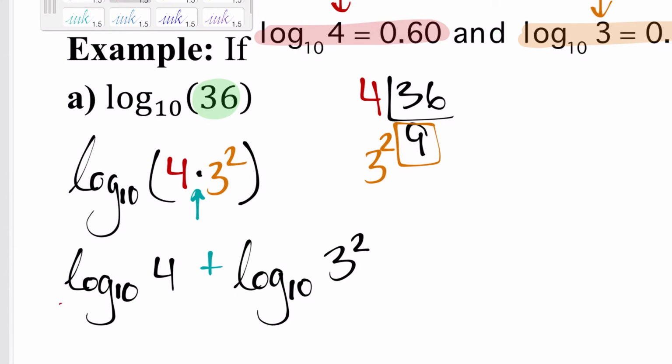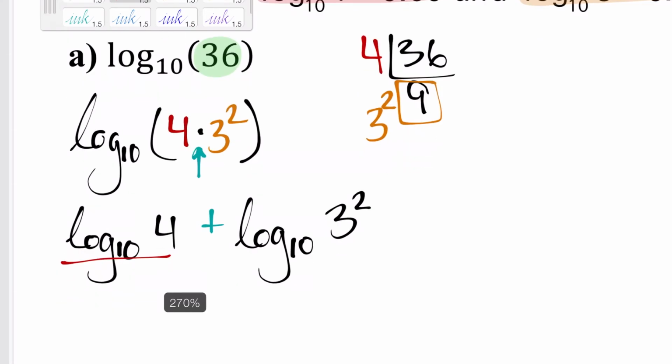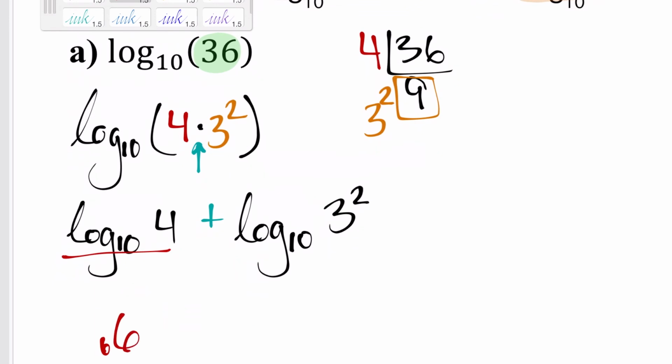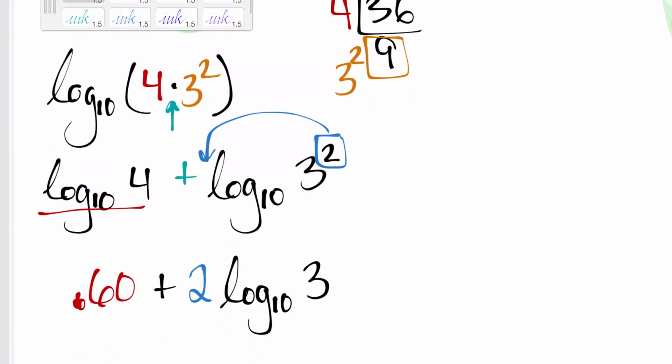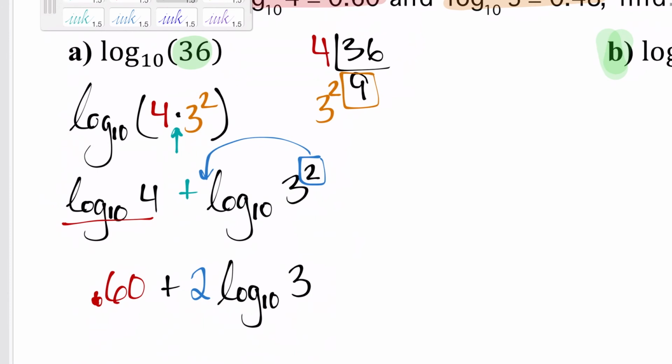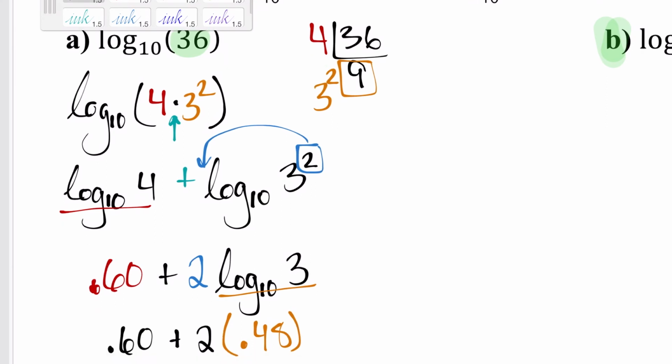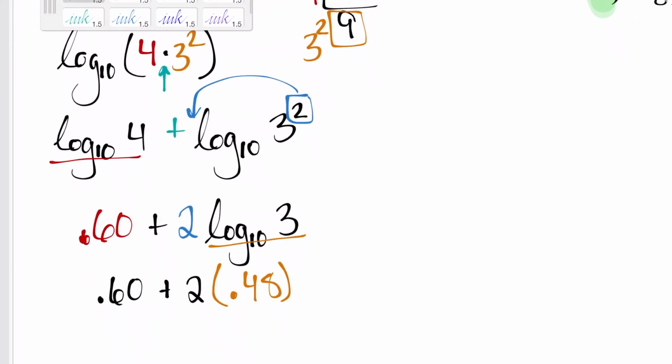So my log base 10 of 4 is all done out. I can always replace that with the 0.60 that they gave me above in my directions. However, they didn't give me log base 10 of 3 squared, they just gave me log base 10 of 3. So this squared needs to be multiplying here on the outside. Now that I have my log base 10 of 3, I can replace it with what they told me that was equivalent to. And when I plug all this stuff in or do all of my multiplication and then the addition, I end up with 1.56.